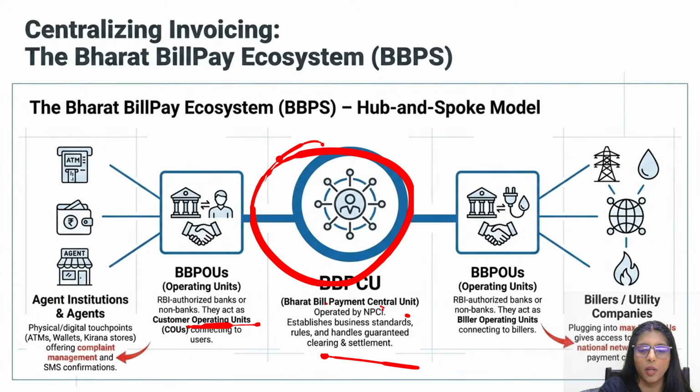And what is this BBPU, a biller operating unit? It basically works on behalf of the biller and manages the bill integration to the BBPS. A biller plugging into a maximum of 2 BBPOUs gets access to the entire national network, all the payment channels. So this is the system of BBPS.